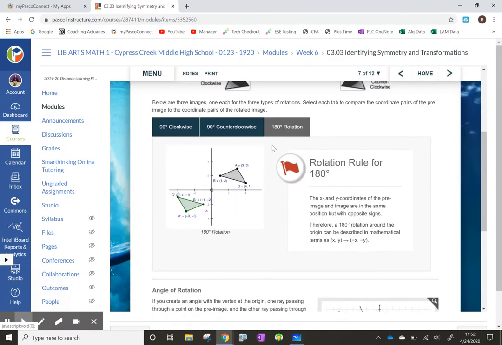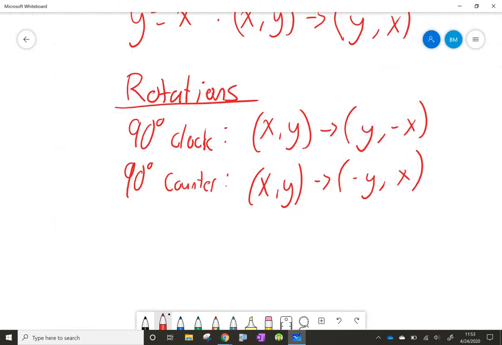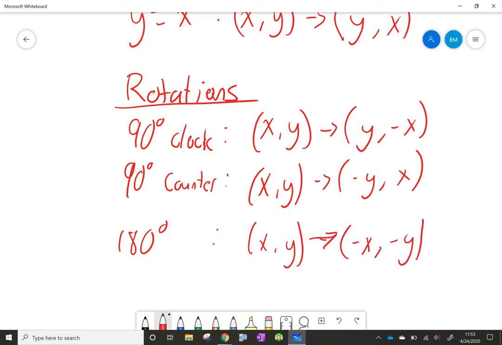All right, and then the 180-degree rotation. I'll cut you the explanation for this. The rule is very simple, though. The original values just become negative. They don't switch around. If you look at B, from 1, 2, B prime becomes negative 1, negative 2. It's still 1, 2. It's just both signs are opposite. Obviously, 180 degrees clockwise is the same as 180 degrees counterclockwise, so I won't specify that. It simply changes to the opposite of x, the opposite of y, but the x is still the first part, the y is still the second part. You just change the signs.